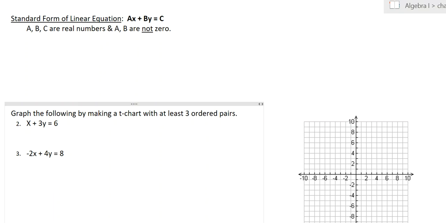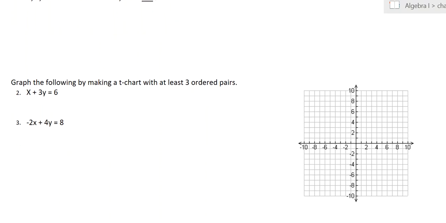Another thing to notice about this is that with standard forms, we want a and b to be integers. That means a, b, and c, sorry, all 3 to be integers. No decimals, no fractions. And what we're going to do is we're going to start graphing. And there's many ways we can graph. And one of those ways is to make a T-chart. And we kind of started this a little bit yesterday.